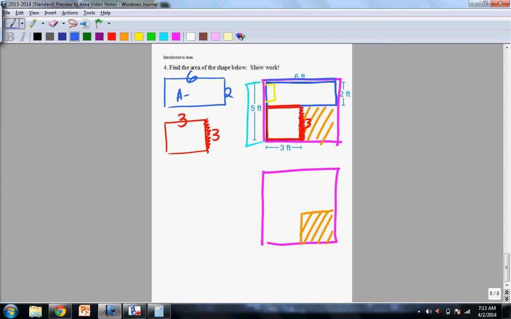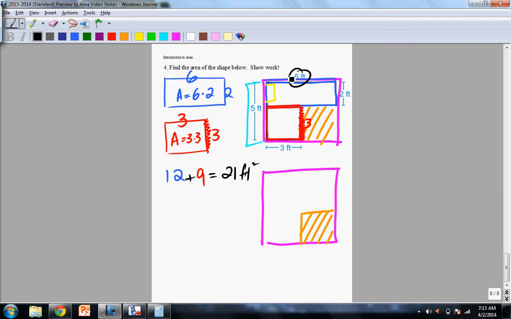So we find the area, which is length times width, so that's going to be 6 times 2, and the area here is 3 times 3. So it's 12 plus 9, which is 21, and check for units, feet squared.